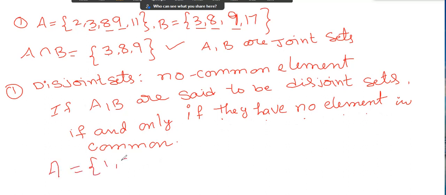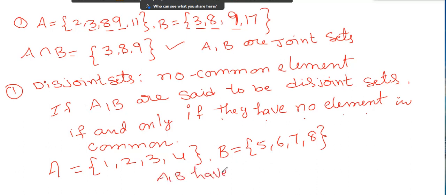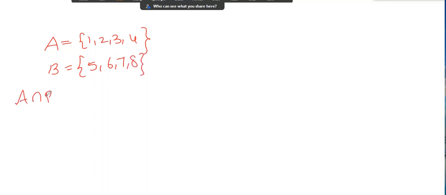A is equal to {1, 2, 3, 4} and B is equal to {5, 6, 7, 8}. How many common elements are there? A and B have no common element. Now you can ask, is intersection possible? Let us see. A intersection B is equal to, what are the elements? No element. So nothing will be in the intersection. This is nothing but the null set.